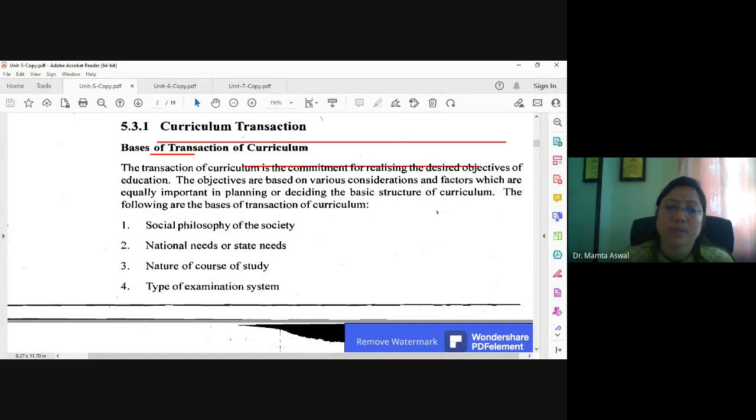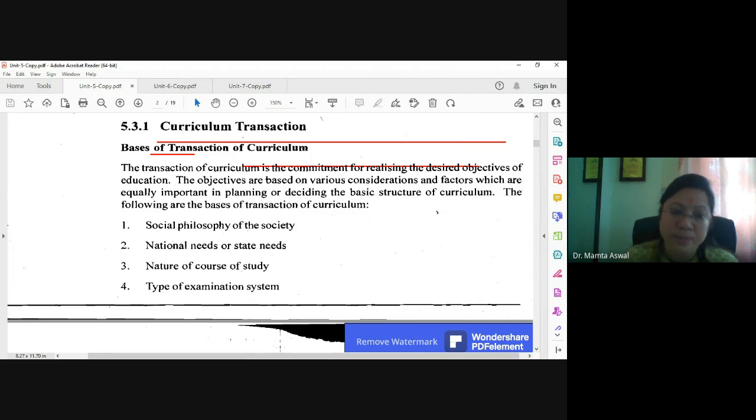The second important point is national needs and state needs. We have already discussed that. What is the national need? What are the needs of the state? If we talk about Nigeria, what are the needs of Nigeria? What are the needs of South Africa? What are the needs of India, for that matter?